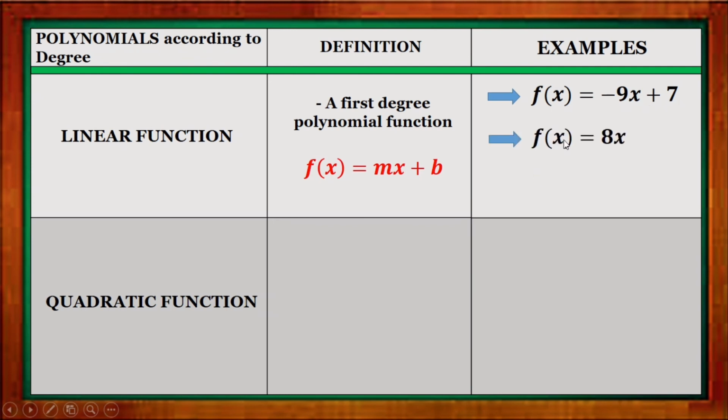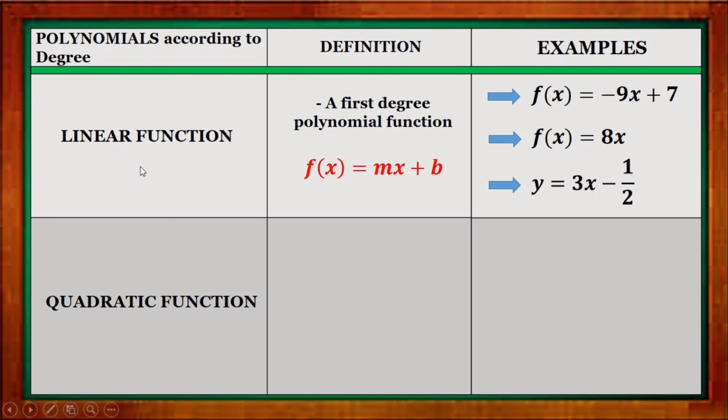Another one, we have f of x equals 8x. And last one, y equals 3x minus 1 half. So these examples are linear functions because they all have the highest exponent of 1. So negative 9x has an invisible exponent of 1. 8x has an invisible exponent of 1. And also 3x, yung variable x natin has an invisible exponent of 1.